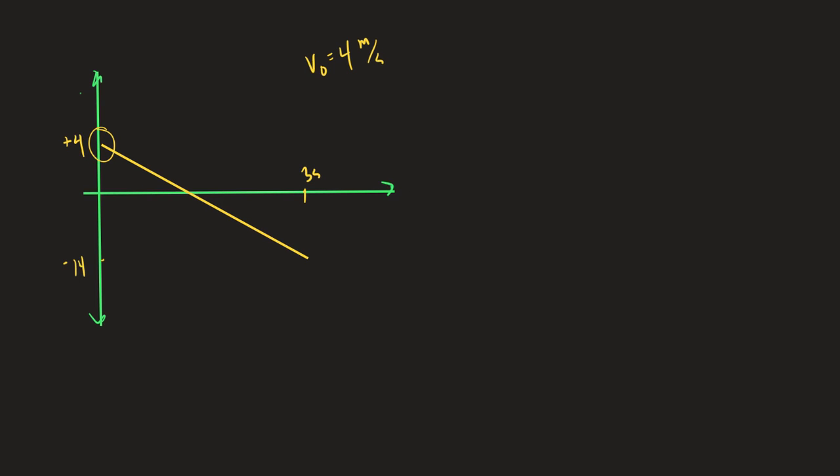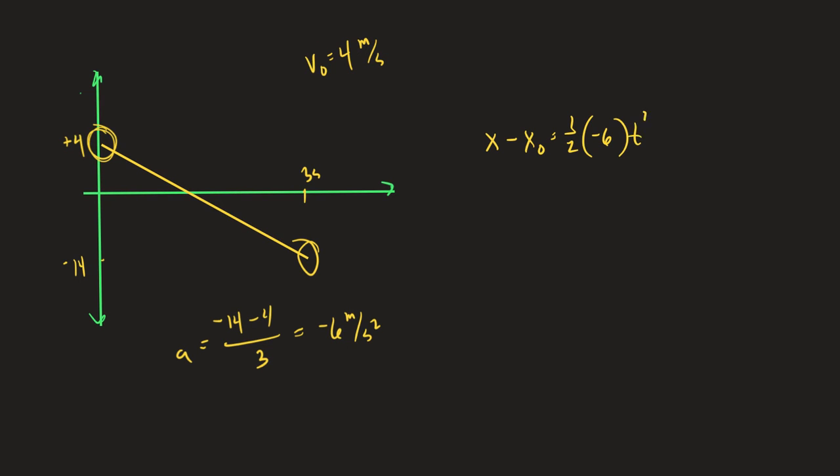meters per second. The slope of this graph is -14 minus 4 over 3, right? Using both of those points to determine what the slope is. And slope is acceleration, so the slope was -6 meters per second squared. So my mathematical model, x minus x naught equals 1/2 times -6 t squared plus 4 times t. That's all you have to do for a mathematical model.